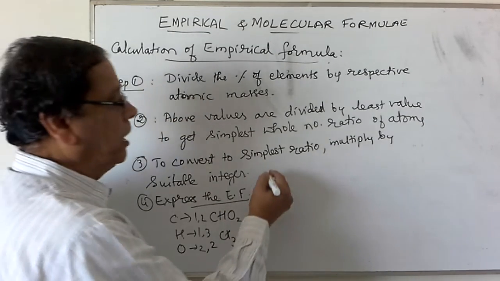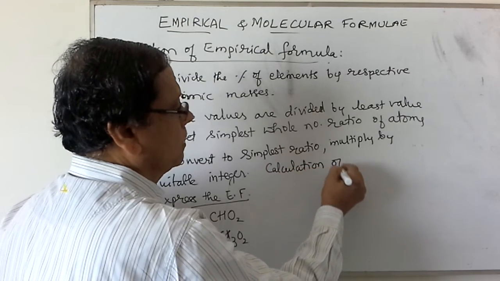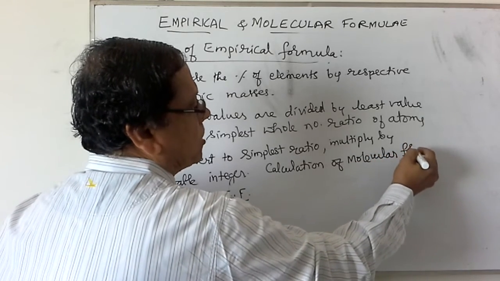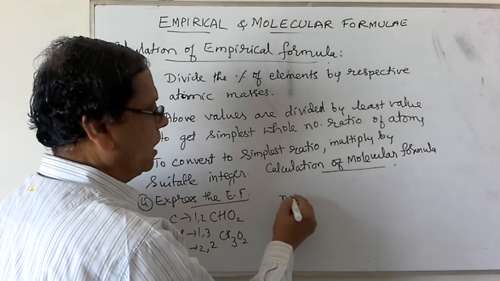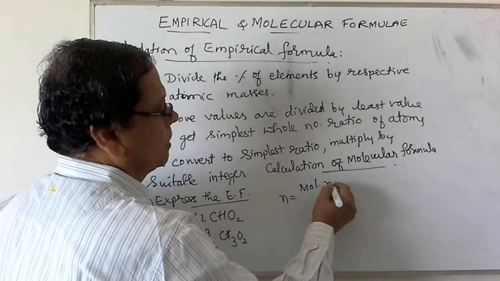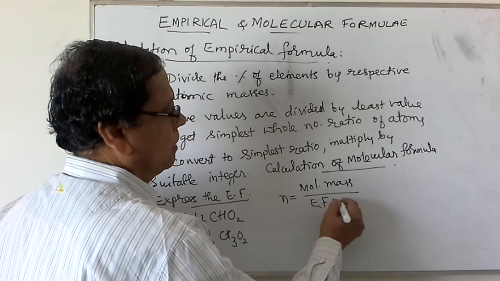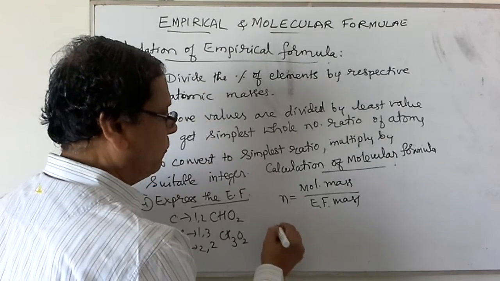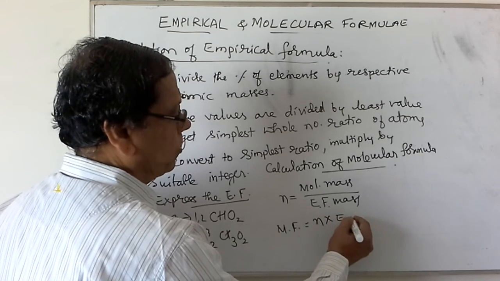Then to calculate the molecular formula. Calculation of molecular formula: first you calculate n. n is equal to molecular mass divided by empirical formula mass. As I have already given how to calculate this empirical formula mass. Therefore, molecular formula is equal to n into the empirical formula.